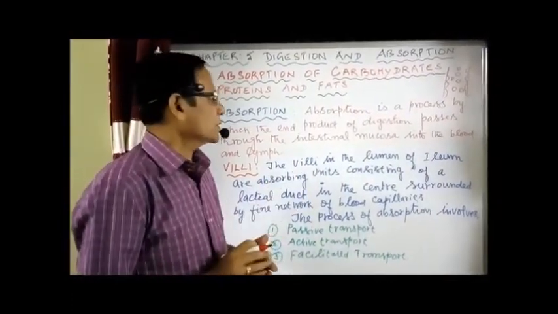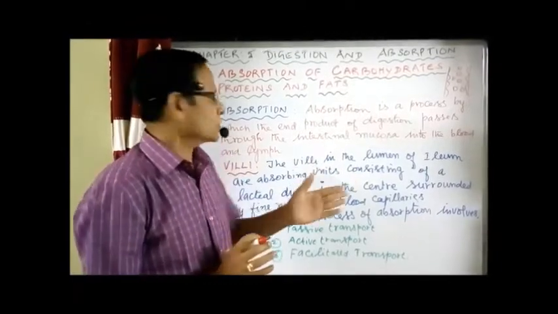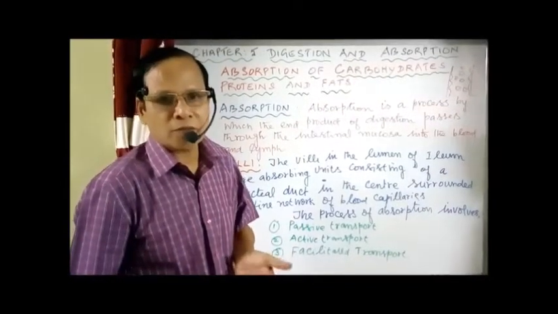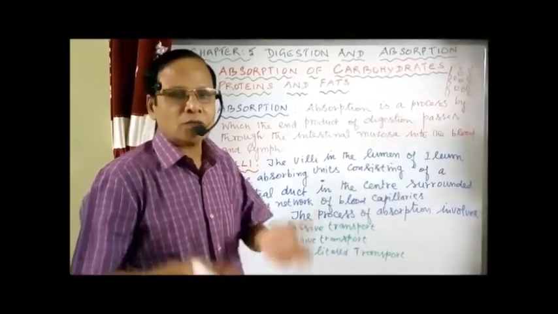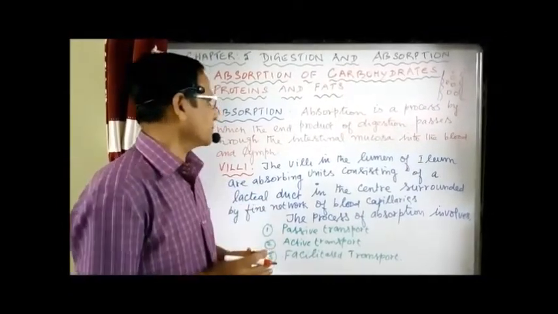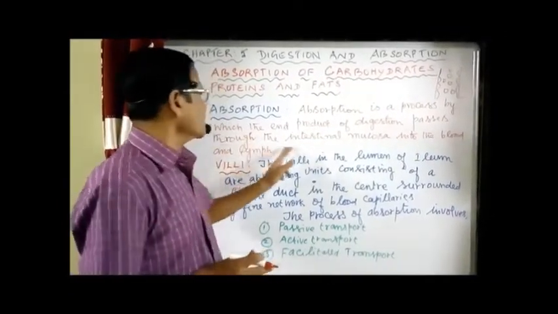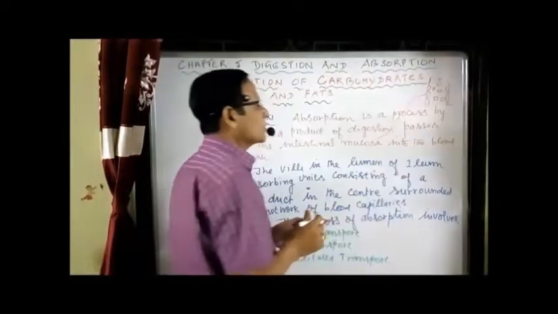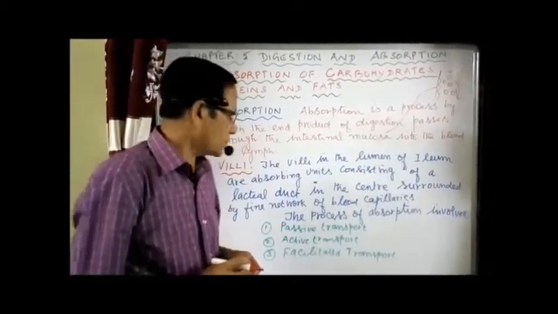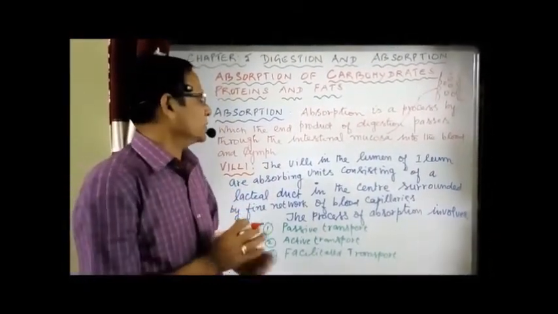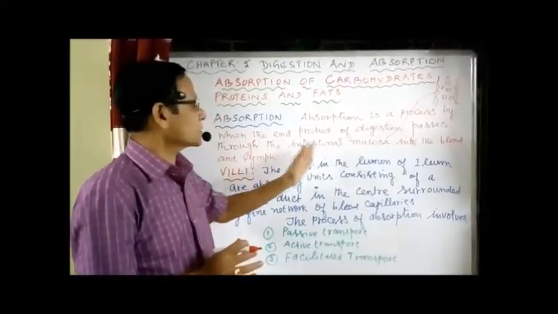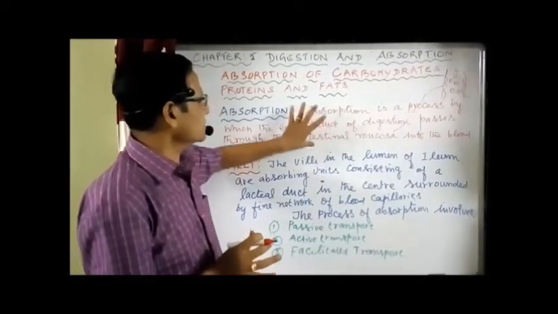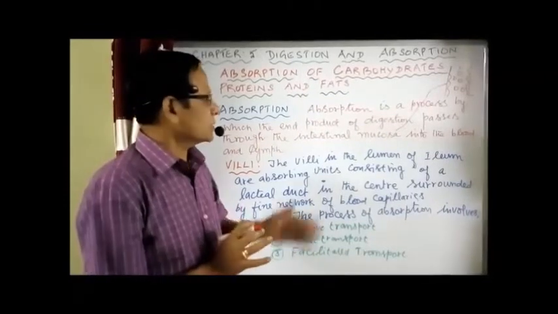What is absorption? It is a process by which the end products of digestion, nothing but glucose, fructose, galactose and also amino acids, fatty acids, glycerol, etc., pass through the intestinal mucosa. The innermost layer of the intestinal wall is called the intestinal mucosa, lined with epithelium. So the products of digestion pass through the intestinal mucosa into the blood or into the liver. That process is called absorption. This is a simple definition.